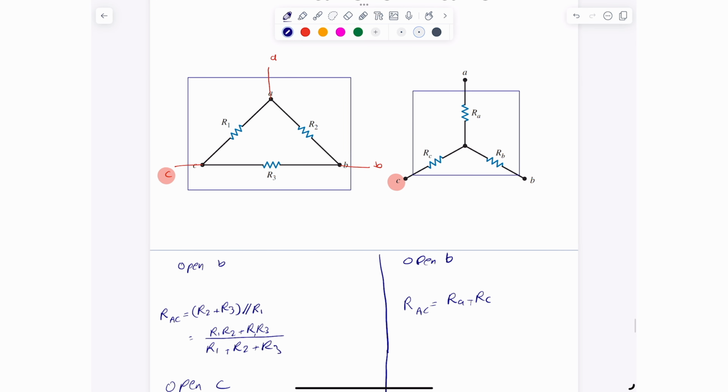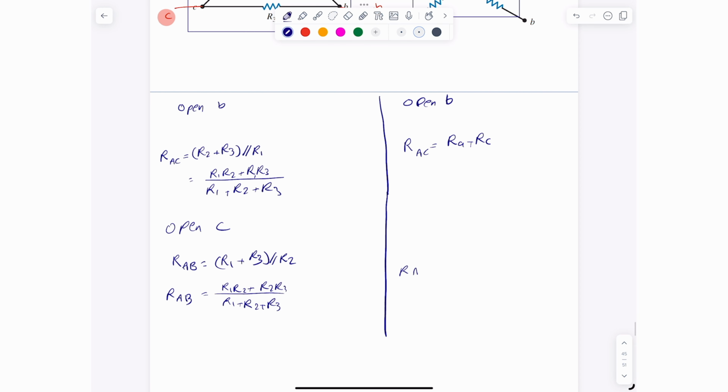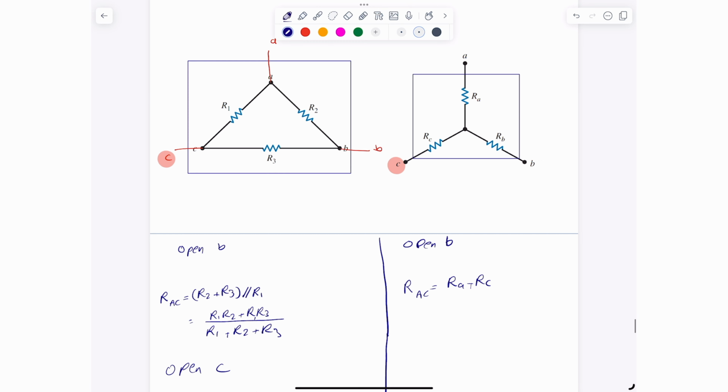And we can do something similar in here. If we open up that C, that means this doesn't exist, so that becomes RA and RB in series, okay? So in here RAB is simply RA plus RB. All right, so we'll move on.